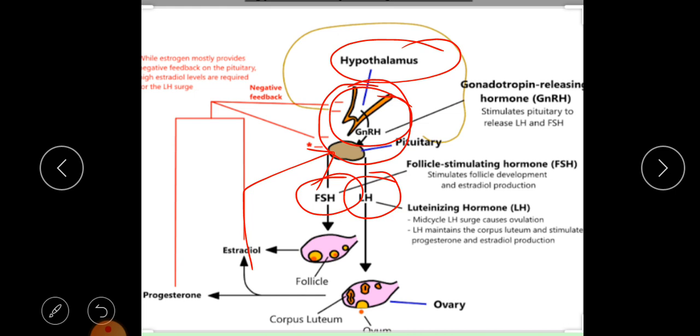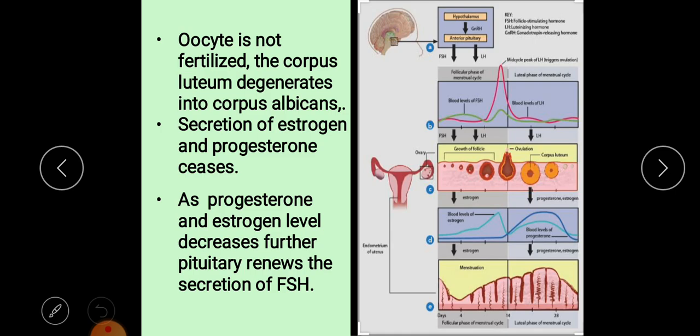So this is all about the positive feedback, how it takes place in the ovary, especially in the pre-ovulation period. When it reaches the post-ovulation stage, what happens? Now the LH acts post-ovulation and forms a corpus luteum. After the ovulation, the corpus luteum is going to form, and to form it from the follicle, the LH hormone stimulates the corpus luteum.